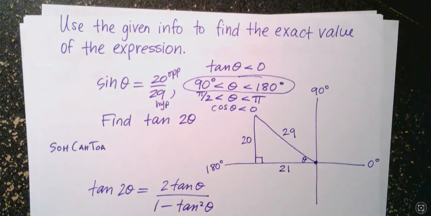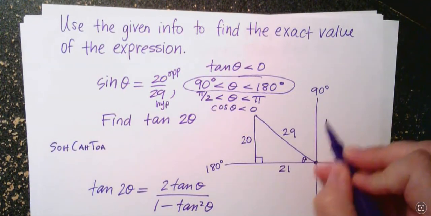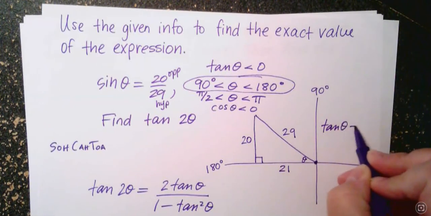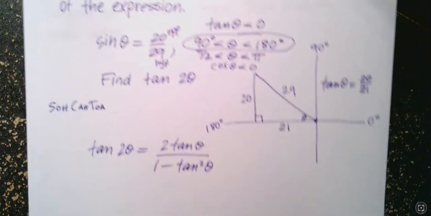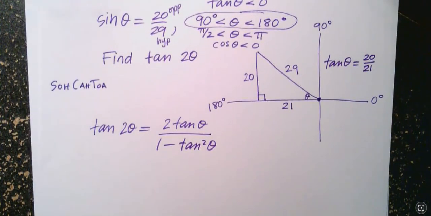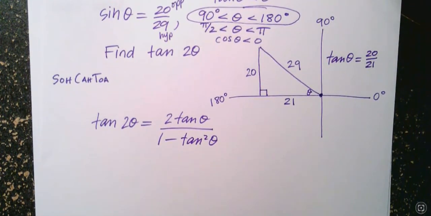Pythagorean theorem tells me that if this is 20, and the hypotenuse is 29, the other leg has to be 21. So the tangent of this theta, and I'll just write it up here, is opposite over adjacent, which is 20 over 21. So now I'm ready to plug into this formula and simplify, and I'll have my answer.